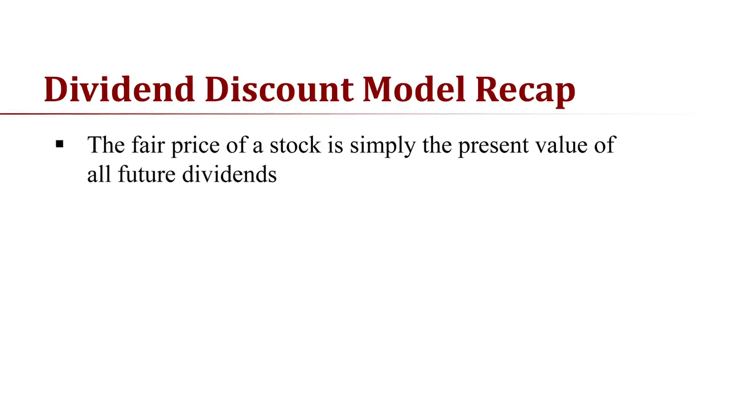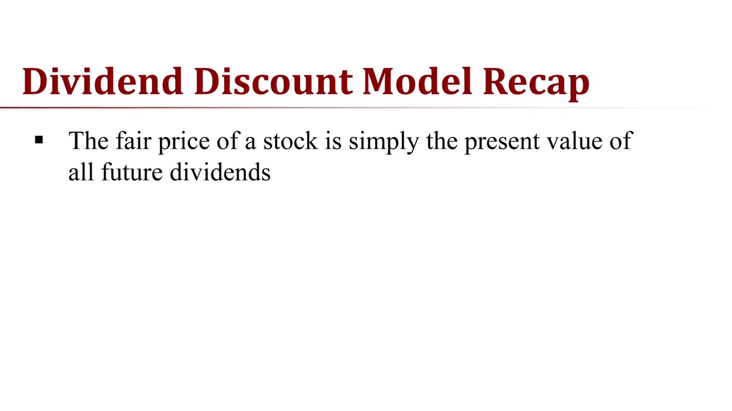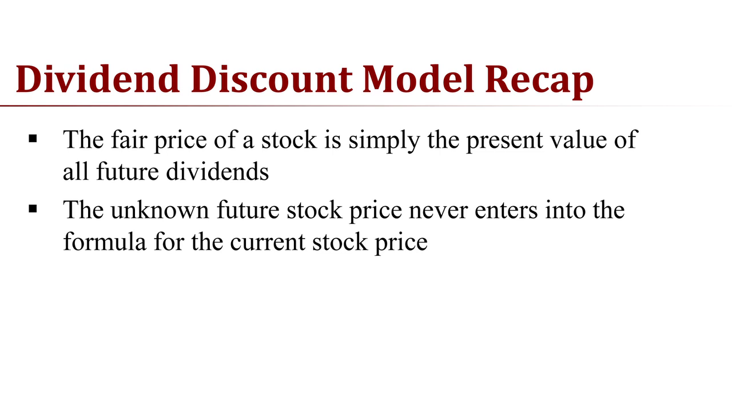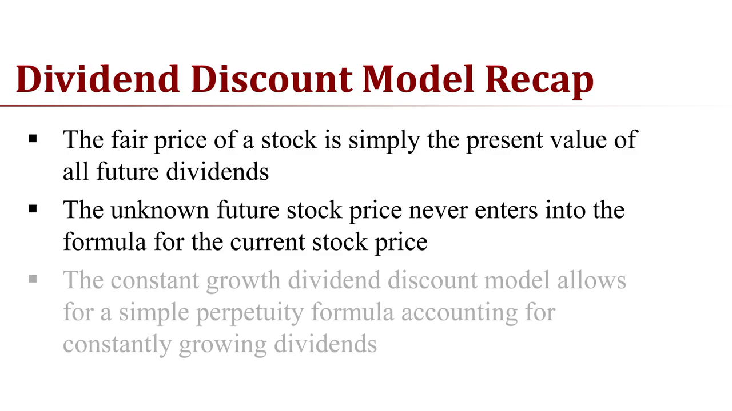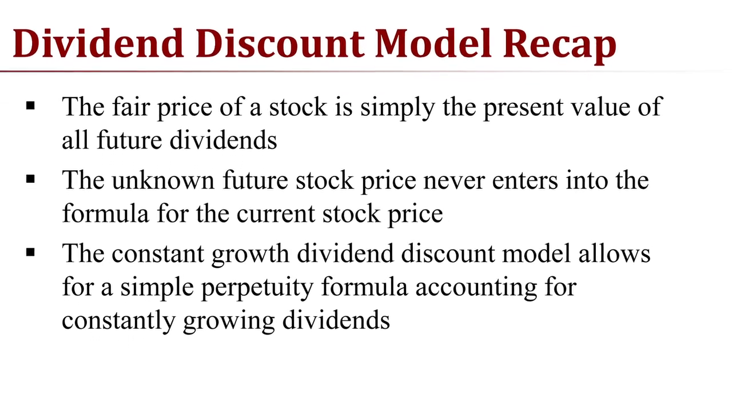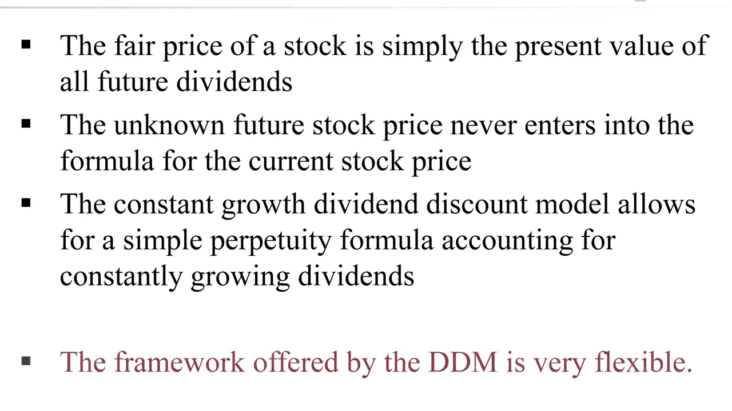Let's recap. The fair price of a stock is the present value of all future dividends. Noting this, then, the unknown future stock price never enters into the formula for the current stock price. The constant growth dividend discount model allows for a simple perpetuity formula accounting for those constantly growing dividends. Now, this framework is actually quite flexible, even though so far it seems fairly restrictive in either using a constant dividend or constantly growing dividend.